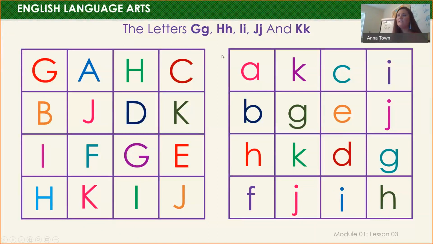Right now, we are going to review the letters G, H, I, J, and K. I want you to go through the uppercase grid and the lowercase grid, the capital letters and the lowercase letters, and point to the letters G, H, I, J, and K. I'm going to give you about 1 to 2 minutes to do this, and then I am going to come back on and we're going to go over it together.